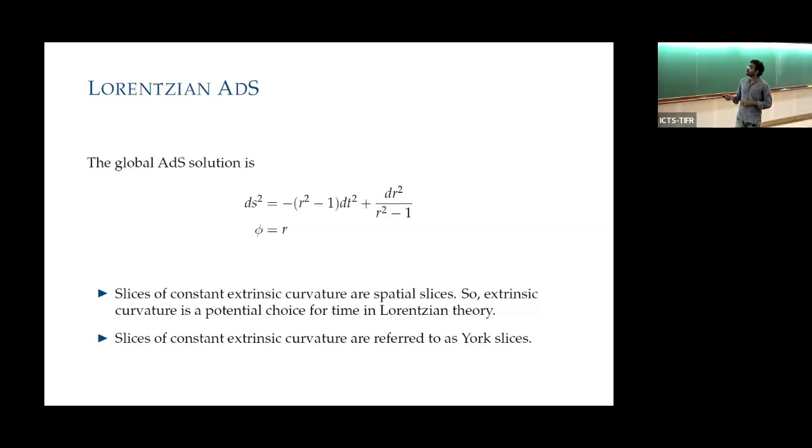If you notice, slices of constant dilaton, which is r equal to constant, are time-like slices. Whereas if you compute the extrinsic curvature, slices of constant extrinsic curvature are spatial slices. So constant extrinsic curvature slices are one potential choice for the choice of time in this Lorentzian theory. The slices of constant extrinsic curvature are referred to as York slices in the literature. So today's talk will be mostly about these kinds of slicing.